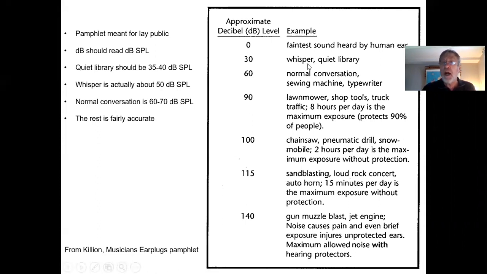A whisper in a quiet library, I don't think that's 30. It's around 45, 50. Normal conversation is closer to 65 to 70. Then these values get more actual. So I wrote here on the left, this pamphlet was meant for the lay public. dB should be read dB SPL. Quiet library should say 30 to 35. A whisper is actually closer to 50. Normal conversation is between 60 and 70. The rest is fairly accurate.